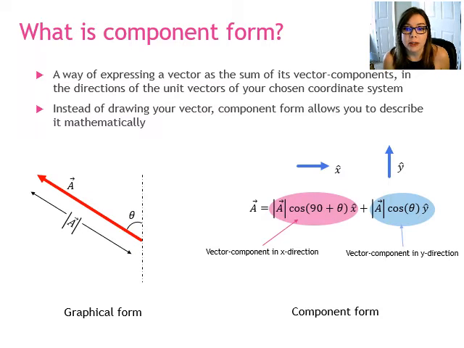And again, this is all in the context of the Cartesian coordinate system. So when you see these x hats and y hats and z hats, if we're working in 3 dimensions, this is the Cartesian coordinate system. And these unit vectors are mutually perpendicular. So x hat is perpendicular to y hat and z hat and vice versa.